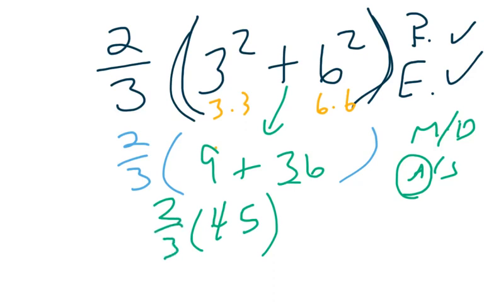And so now you bring down your 2/3, and now you just have to multiply 2/3 times 45. We can turn that into a fraction. And then we look to reduce. 3 goes in there once. Divide this by 3, you get 15, and then 2 times 15 is 30.